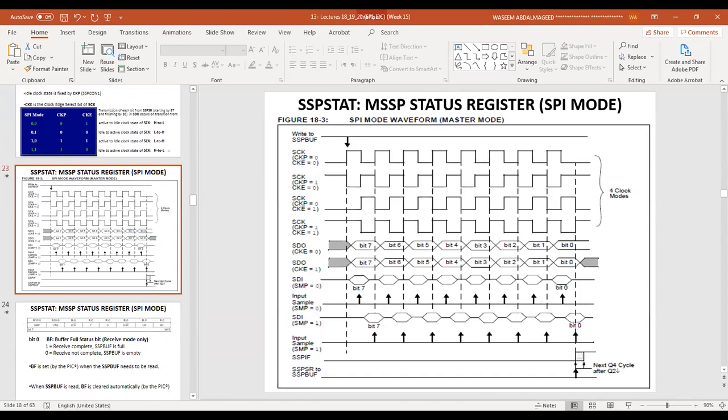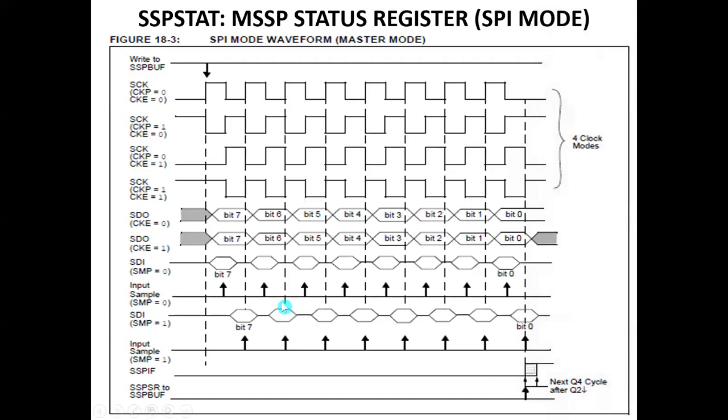So these are the 4 modes of the SPI. And you have 2 bits to select one of these modes. We have the CKP bit and the CKE bit. So according to the values of these 2 bits, we can select the mode. So these are the 4 clock modes.